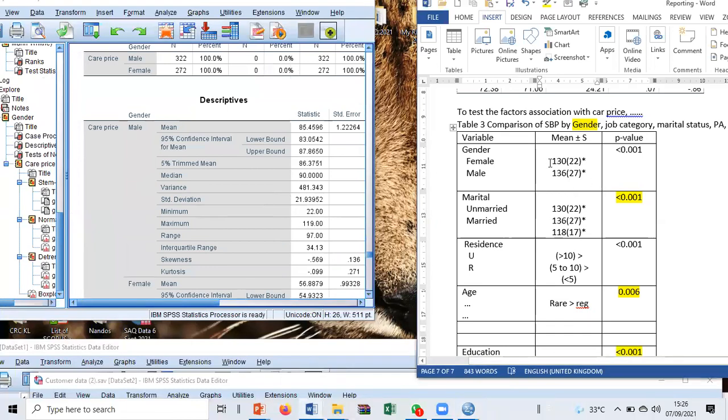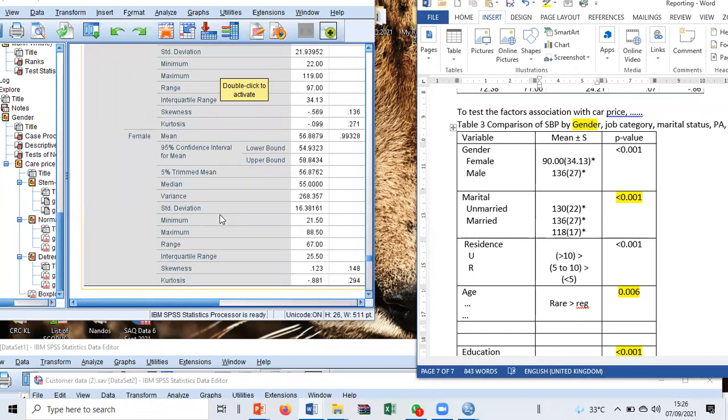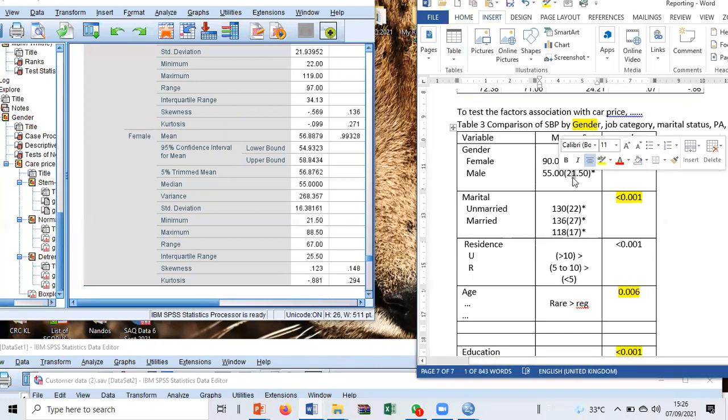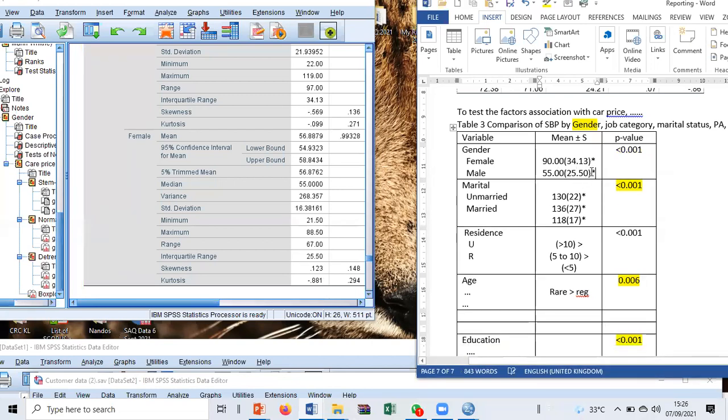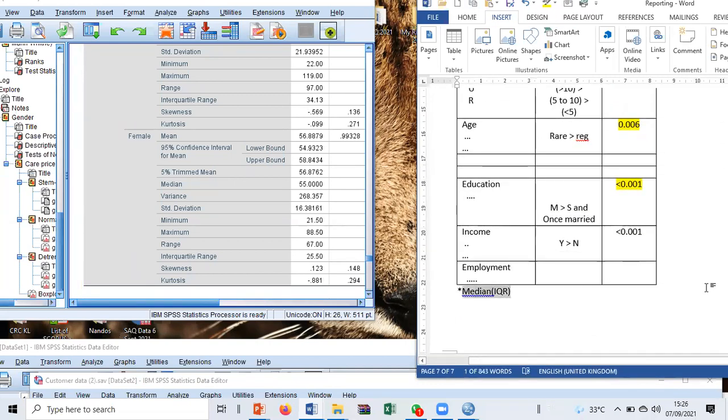All right. For the male, how much? 90. Interquartile range? 34.13. So 90, 34.13, right? Yes. Female? 55, and the interquartile range 25.5. So I'm telling you, look here, they are not mean and standard deviation. They are median and interquartile range. So that's your footnote.